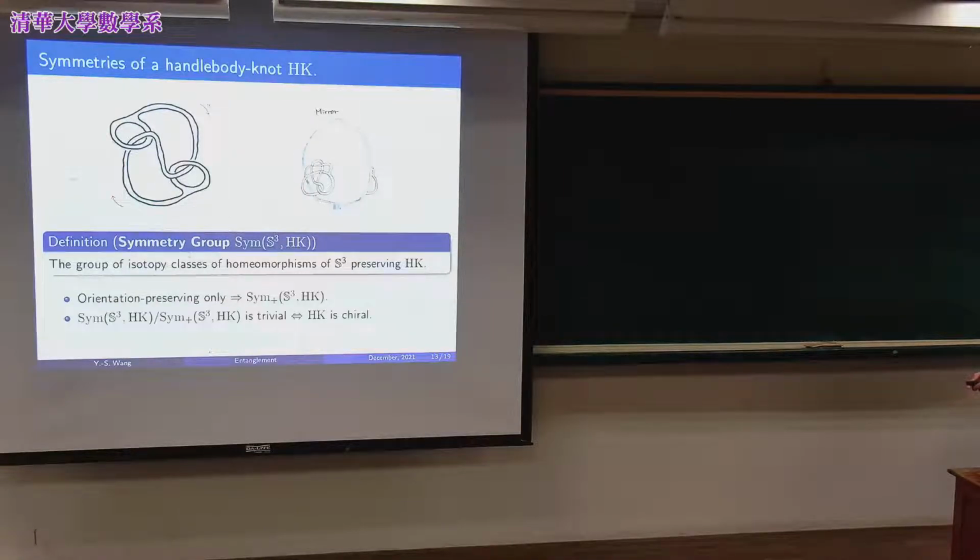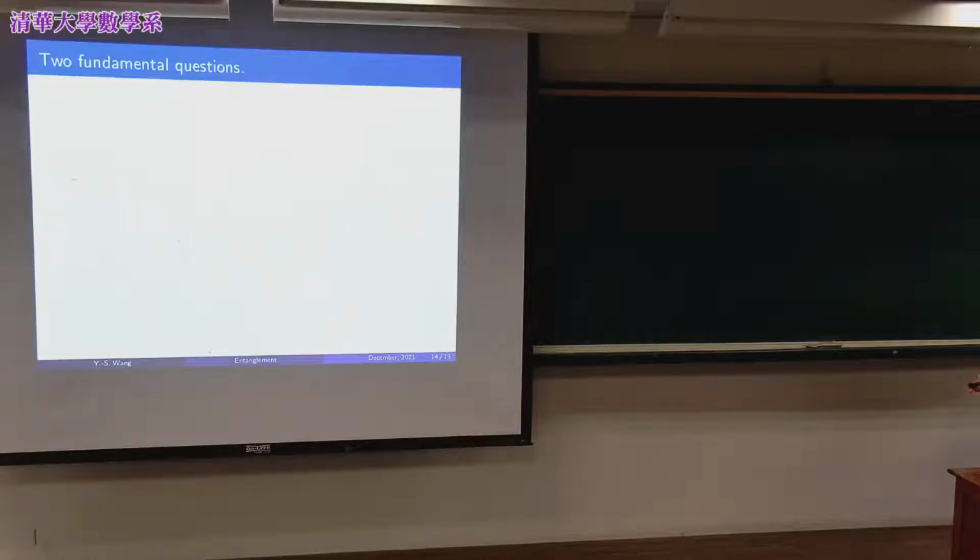And their relation is very simple. It's like the following. If the quotient is trivial, then the handle-body knot is chiral. The thing is that if the quotient is trivial, then it means that there is no orientation reversing homeomorphism preserving the handle body, and therefore it can never be equivalent to its mirror image. And for us, the goal is to understand the structure of these two groups. We want to compute them, or even classify them. In particular, we are asking the following two questions.